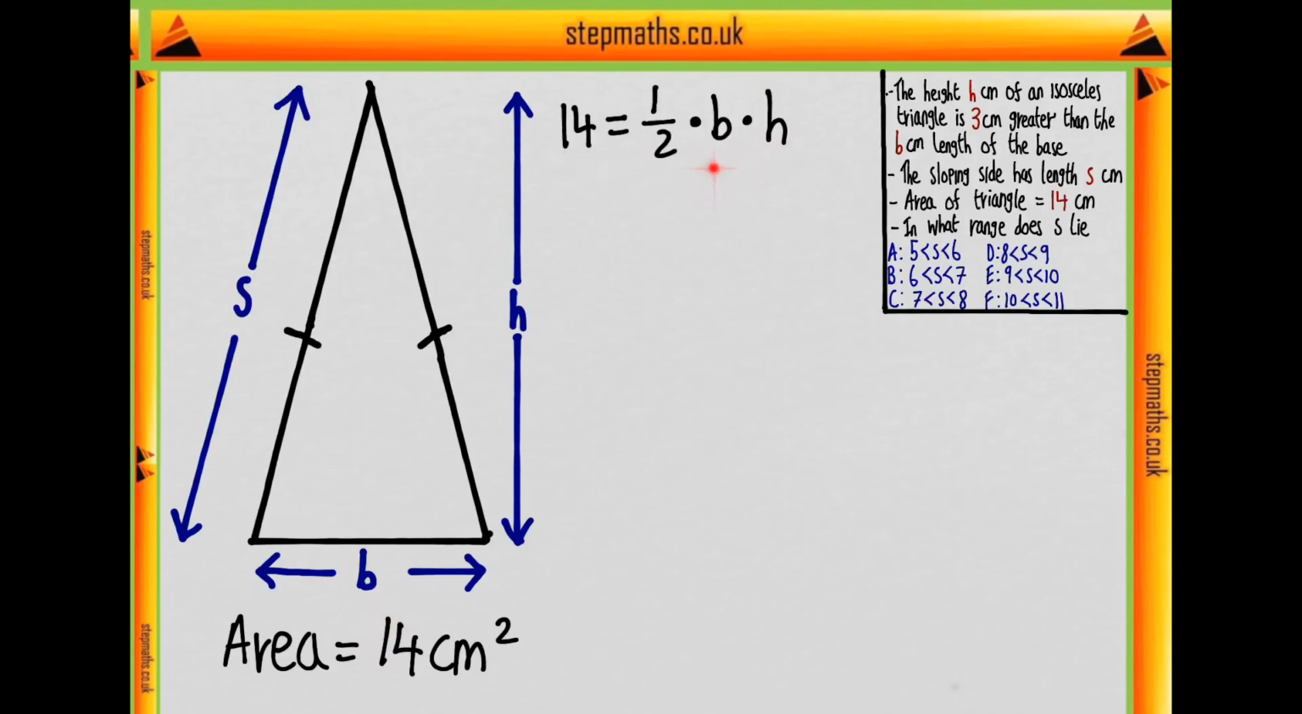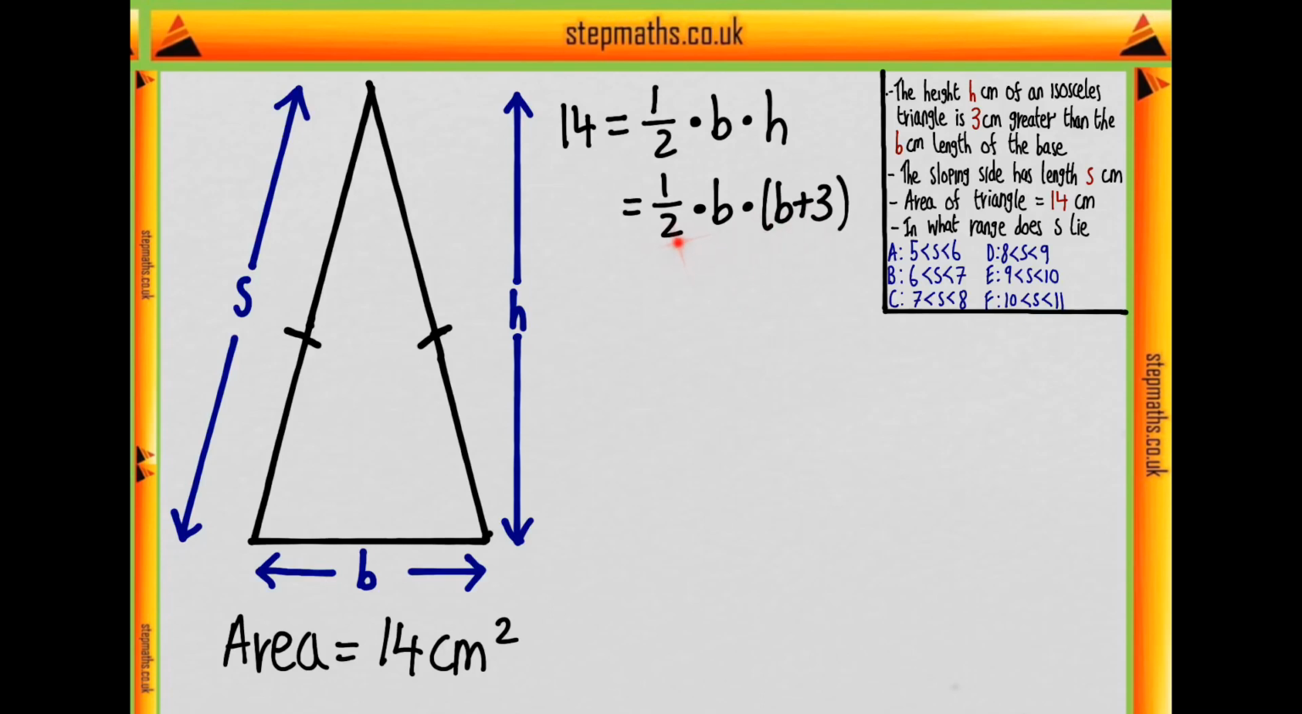So we do know one. 14 is equal to half times the base times the height. But this isn't particularly helpful in its current form because we've got two variables multiplied together equal a number. We need it really in one variable. So we know the height of the triangle is 3 centimetres greater than the base. So we know h equals b plus 3, right? So we can substitute that in.